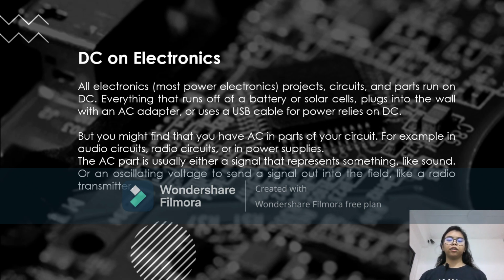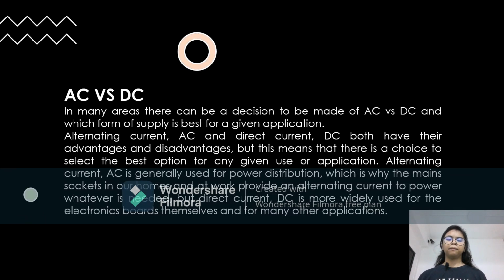Everything that runs off a battery or solar cells, plugs into the wall with an AC adapter, or uses a USB cable for power relies on DC. But you might find that you have AC in parts of your circuit, for example in audio circuits, radio circuits, or in other power supplies. The AC part is usually either a signal that represents something like a sound, or an oscillating voltage to send a signal out to the field like a radio transmitter.